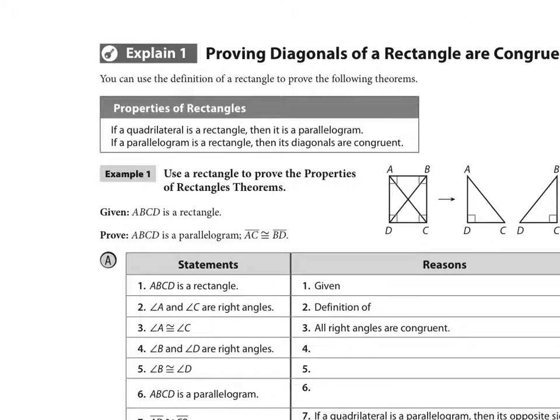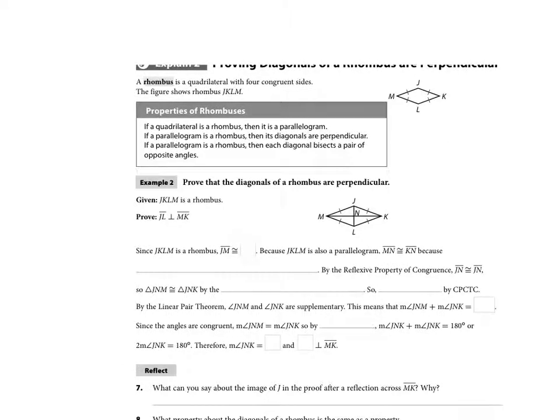And it says properties of rectangles. If a quadrilateral is a rectangle, then it's a parallelogram. And if a parallelogram is a rectangle, then its diagonals are congruent. And we will talk more about those properties tomorrow when we do the flow chart. And the same on the next page. You have your properties here at the top.